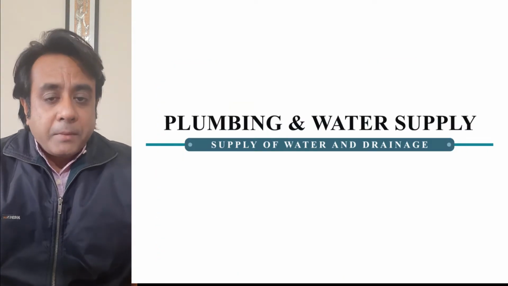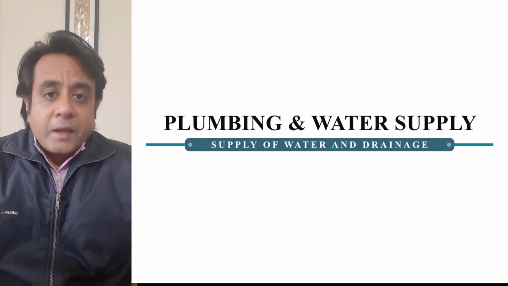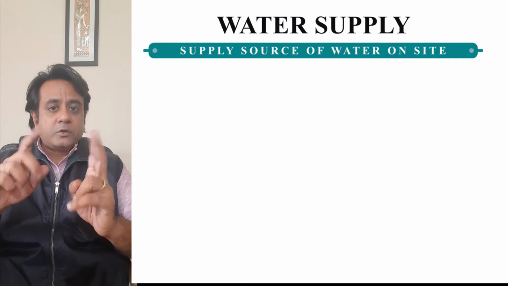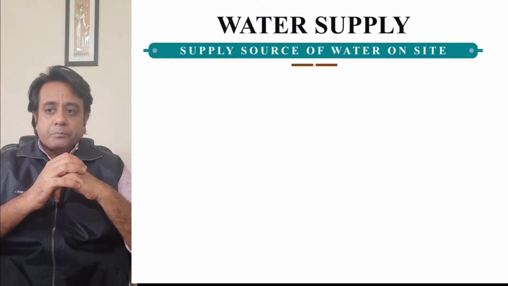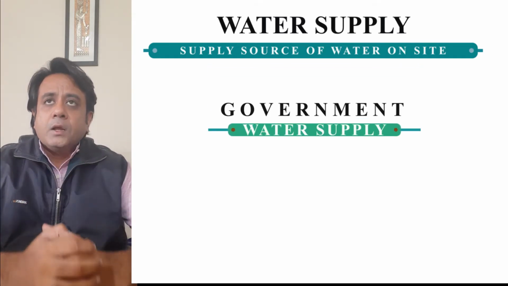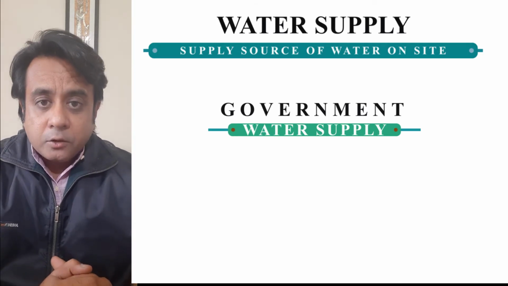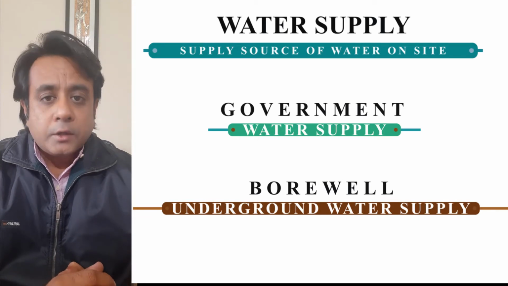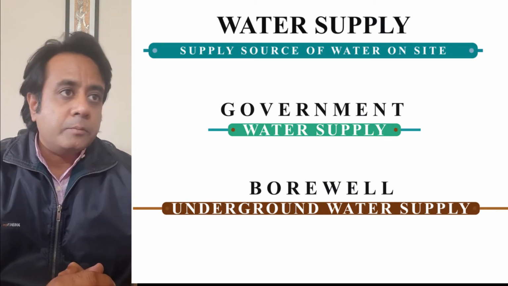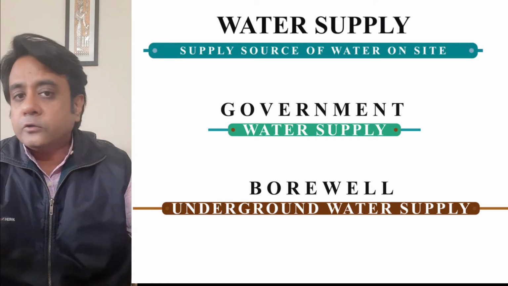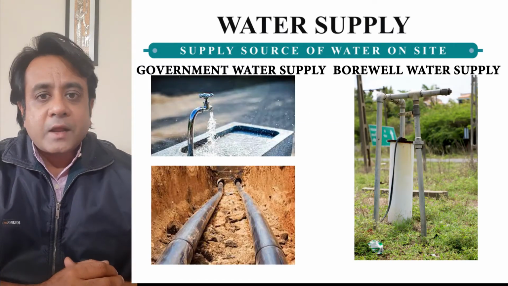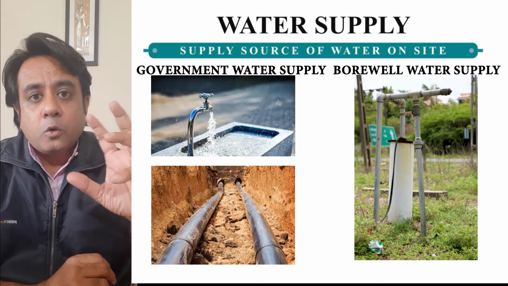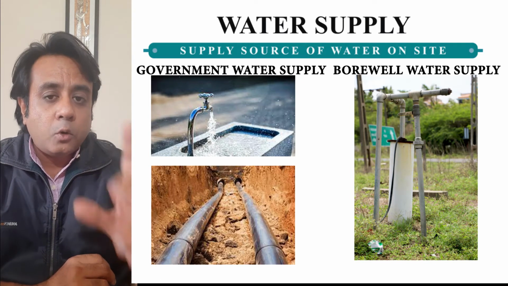Then you have the plumbing and water supply. Let's talk about water supply first. Water supply on a site can happen in two ways. One is the government supply, the water which the government is supplying. The other is an in-house source on the site, which could be a well or a bore well, so you can dig out water from there and use it for your purpose. You need to understand both aspects, and you need to identify the marks where the water supply is available for you on the site.